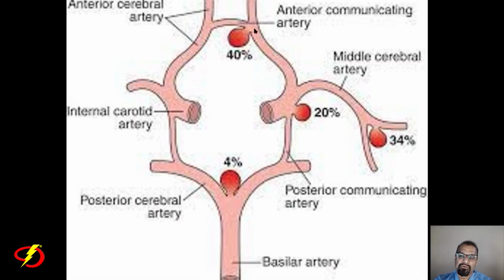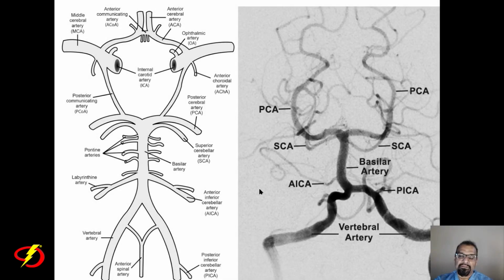Remember, the circle of Willis is also an important site for intradural or brain aneurysms. Why? Because there are multiple arterial bifurcations here, and there's a lot of hemodynamic stress on these bifurcations, and that's why aneurysms more frequently occur there.